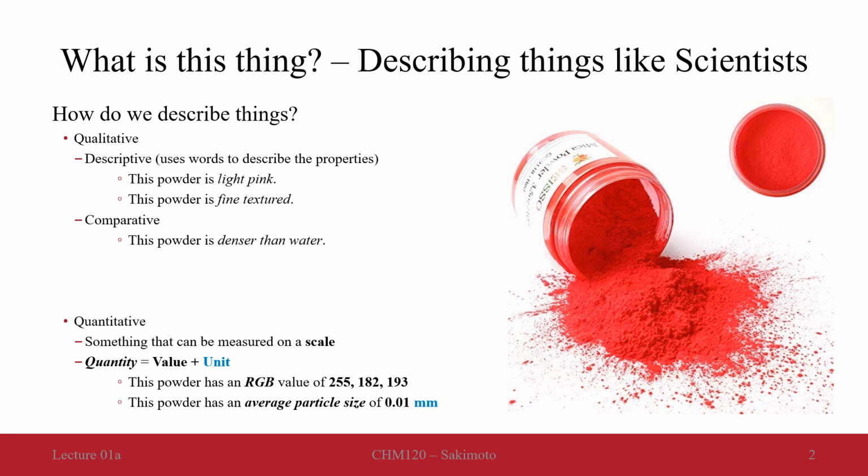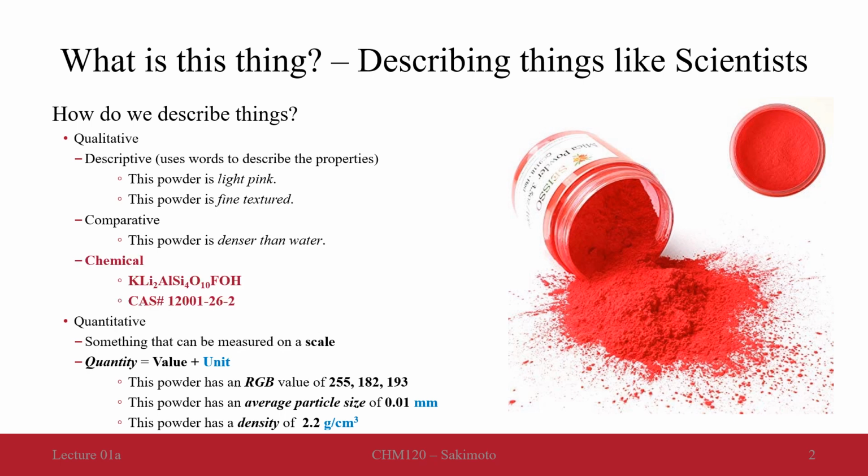We may also say, instead of saying it's just finely textured, which is a more general qualitative description, that the average particle size is 0.01 millimeters. Here again, we notice that we have a value, 0.01, and a unit, lowercase mm, standing for millimeters. We may also make comparative statements, saying that this powder has a density of 2.2 grams per centimeter cubed. Again, we see a value, 2.2, and a unit, now a compound or more complicated unit, grams divided by centimeters cubed, but no less measuring a scale, or a relative scale, for this quantity.